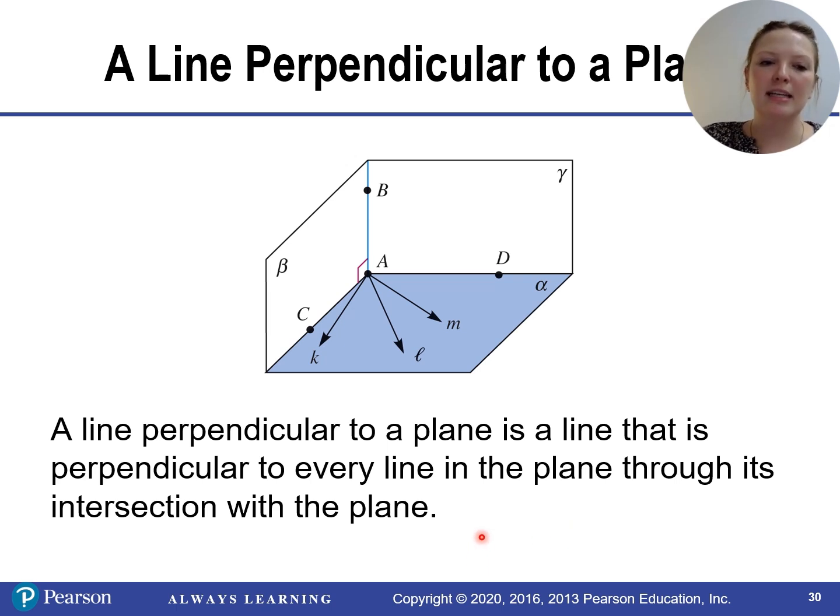So if a line is perpendicular to a plane, then that means that every line that goes through that plane is perpendicular with that line. So in this example, line K is perpendicular to line AB. Line L is perpendicular to line AB. Line M is perpendicular to line AB. And that's because the plane alpha is perpendicular to line AB.